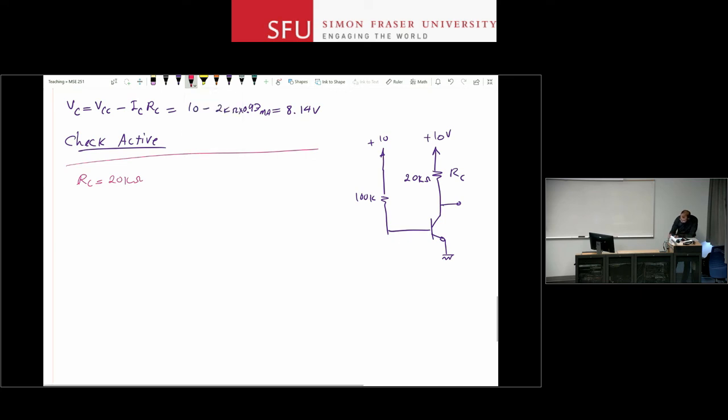If this is the case, I can still calculate IB from before, the same thing that I did above, and IB will be 9.3 microamps. If I assume active, IC will be 0.93 milliamps, same as above, and then I can calculate VC from the thing that we did above: write a KVL from VCC to this point. This is VC, which is going to be 10 minus 0.93 milliamps times 20 kilo ohms. And now if you do that, that's where the interesting stuff happens.